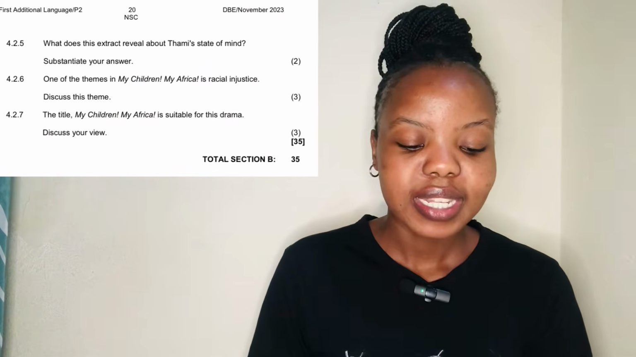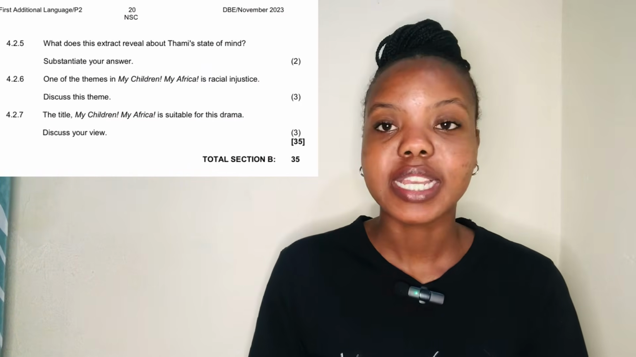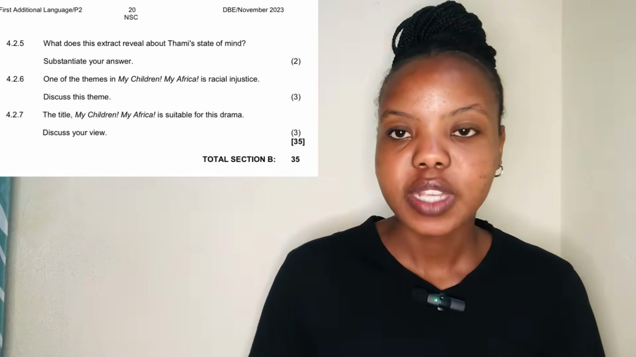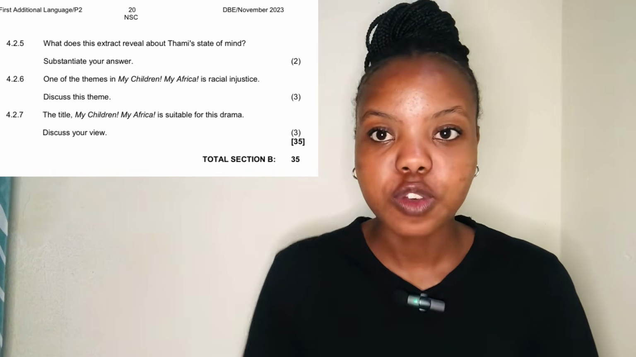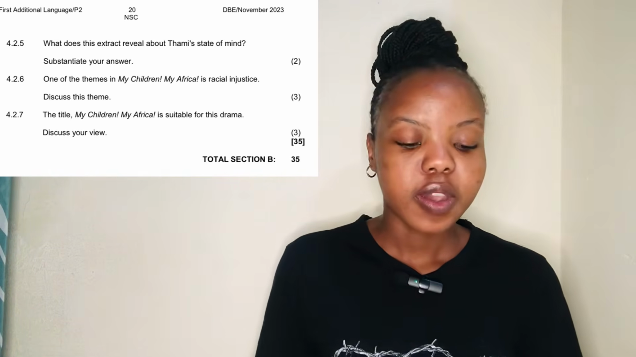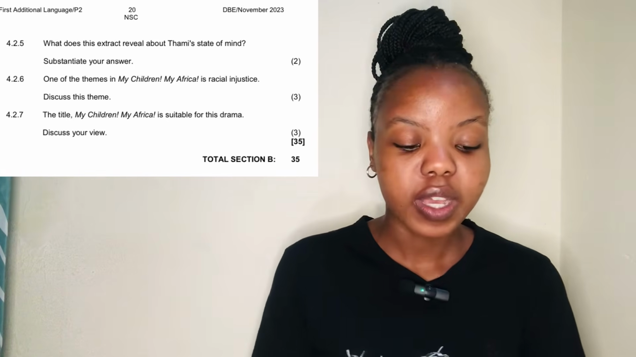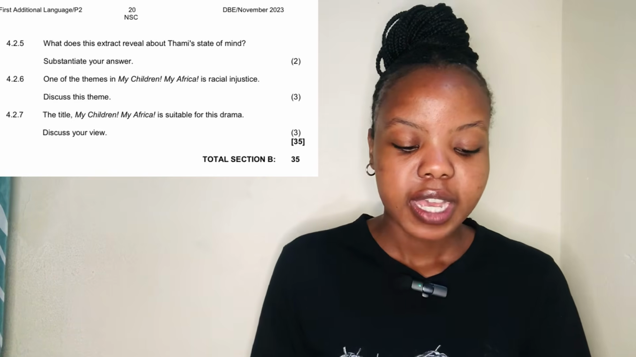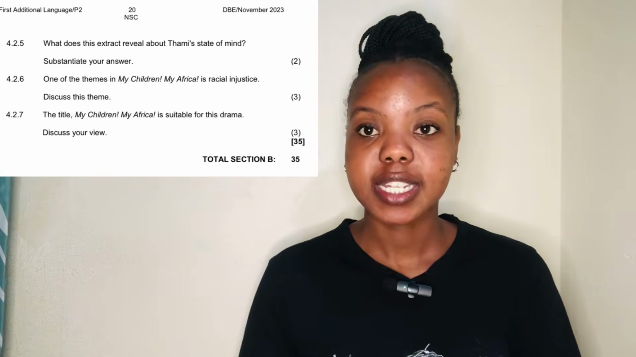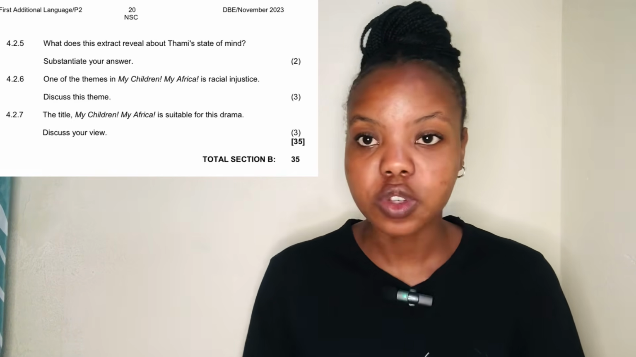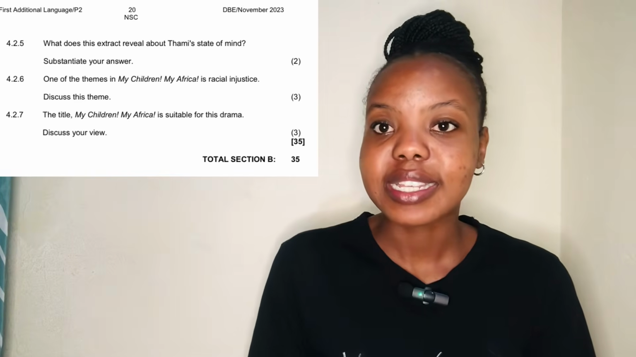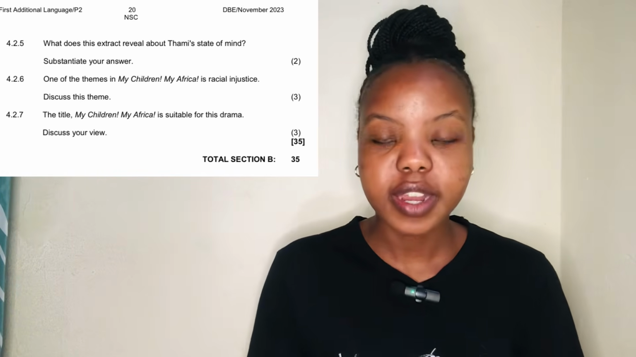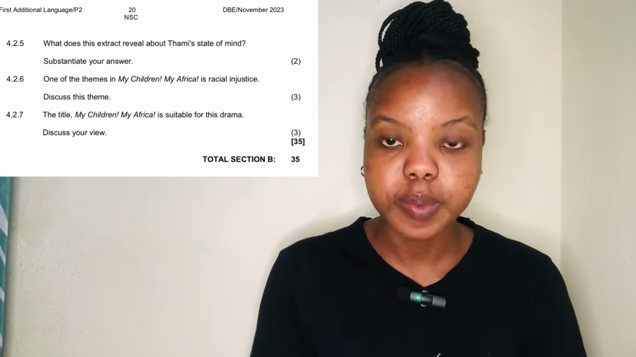4.2.5. What does this extract reveal about Tammy's state of mind? What does the extract show us about Tammy's state of mind? Okay, so the question proceeds to say, substantiate your answer. If a question says to you substantiate, it means you have to provide a reason. Don't just state his state of mind and then leave it there. You provide a reason so that you can get your full 2 marks.